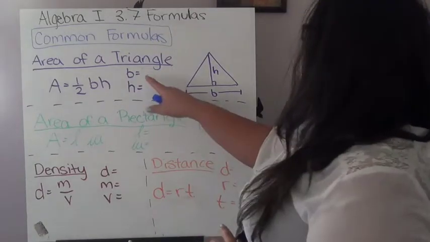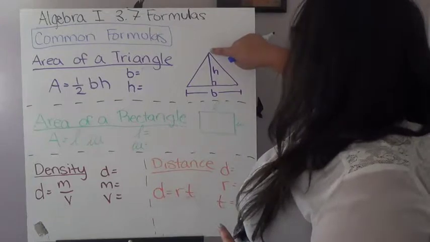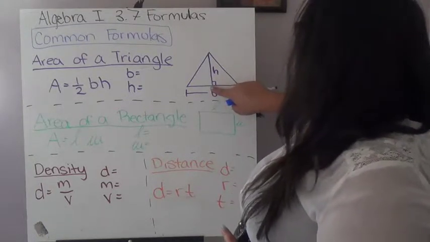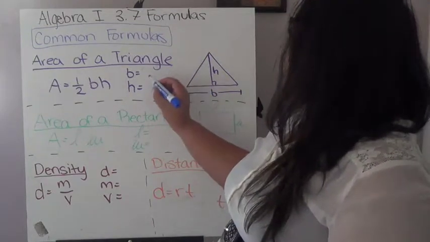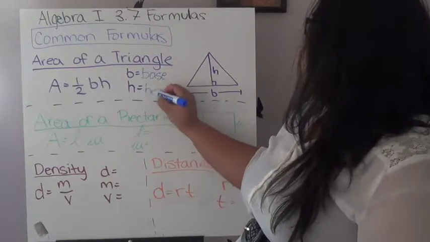But the first one is the area of a triangle. So here's a triangle, and from the vertex straight down to a base at a right angle gives us the height and the base. So B is my base and H is my height.